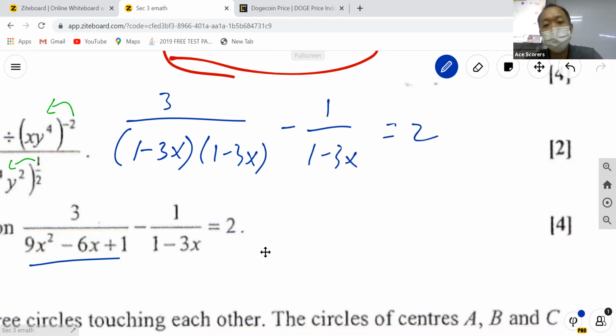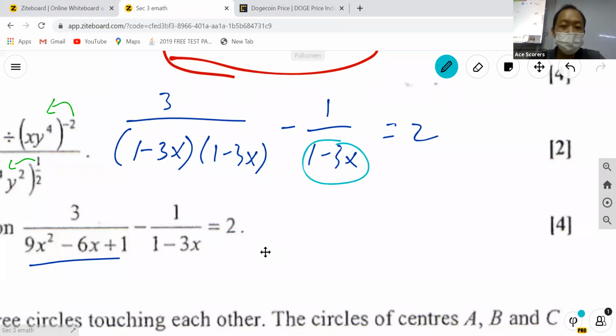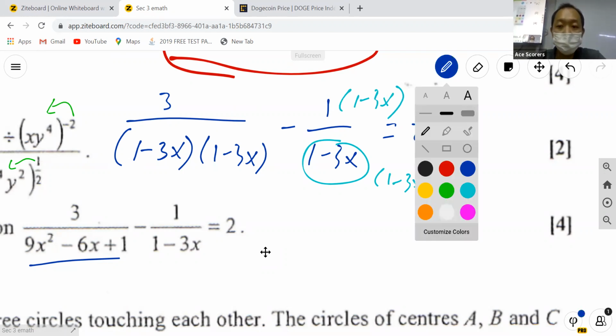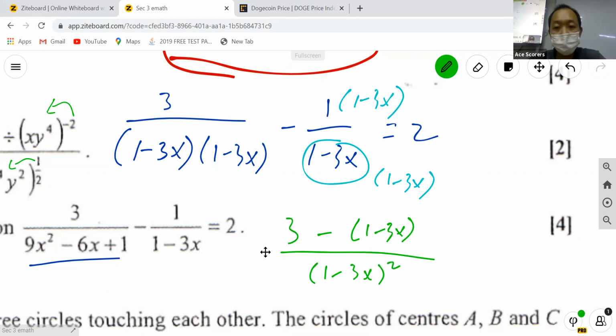Now you need to combine the two equations. Oh, wrong already. You need to times. You see, this is the denominator, so you have to times the 1 minus 3x. Then the top also must times 1 minus 3x. We need the same denominator before you can combine. So after you multiply, you're going to get 3 minus 1 minus 3x. Combine. Basically, it's just 1 minus 3x squared equals to 2.